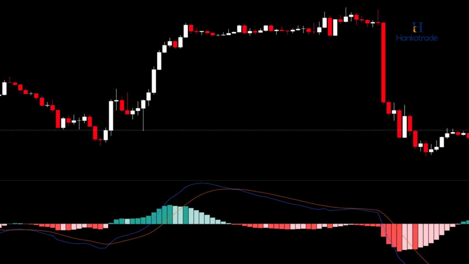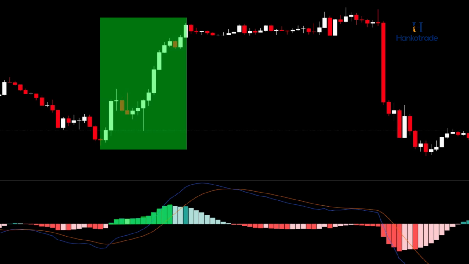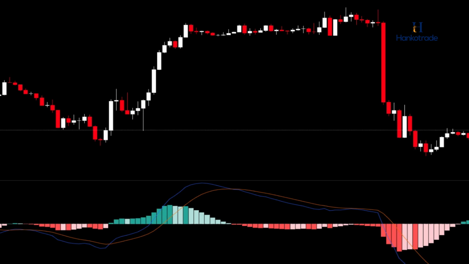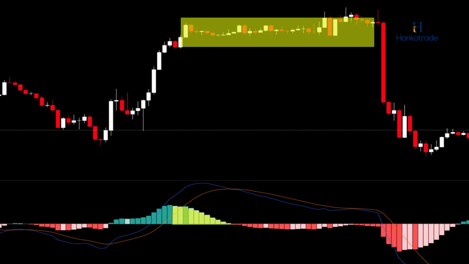Traders can also utilize the size of the histogram to gauge the strength of the trend itself. If the MACD crosses above the signal line while the histogram is expanding, it indicates that the upward trend is gaining intensity. Conversely, if the histogram is contracting in size, it suggests that the upward trend is weakening.